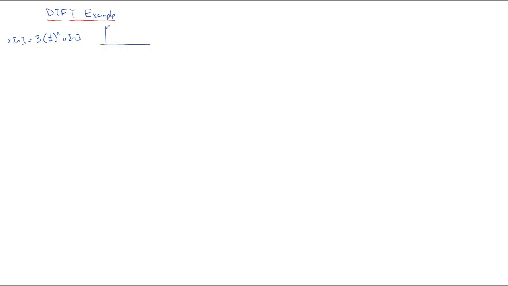It starts off at 3, and then the next one would be at 3/2, and the next one would be 3/4, 3/8, 3/16, and so on. There we go. And all zeros out here. So this is your input, and the question is to find the DTFT.